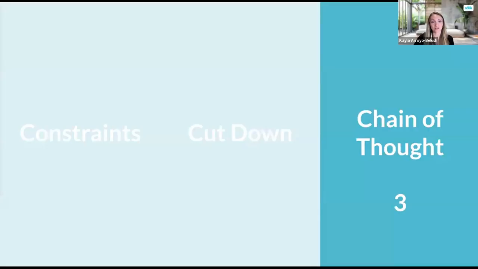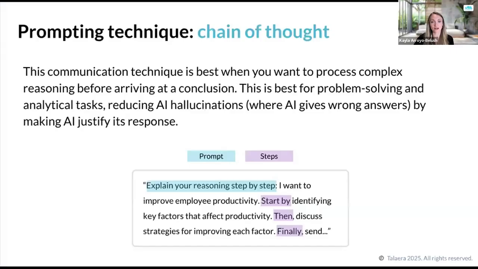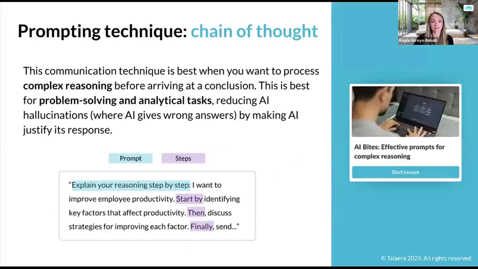And the last, chain of thought. This is something that maybe you've heard of as well. I'll briefly mention chain of thought. This is for complex reasoning. Okay, so this is something you can look into a little bit more if you have to use complex reasoning really frequently. And what you're going to do is process complex reasoning before arriving at a conclusion. This is really good for problem solving and analytical tasks.